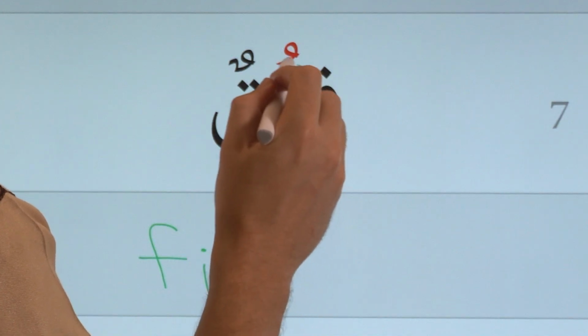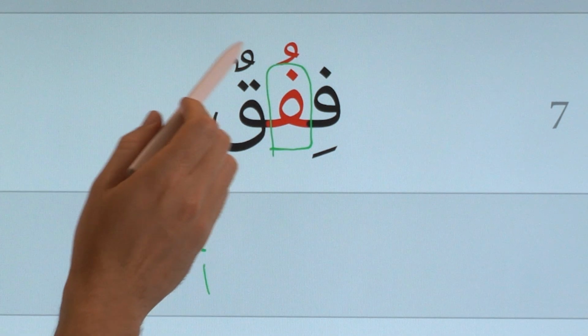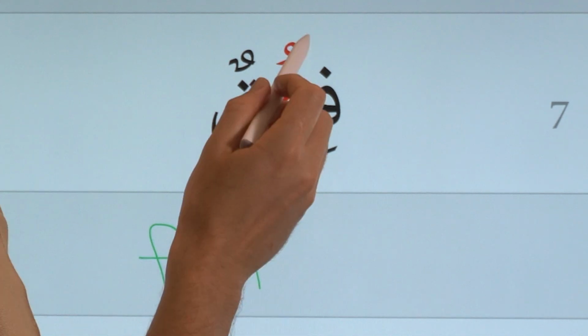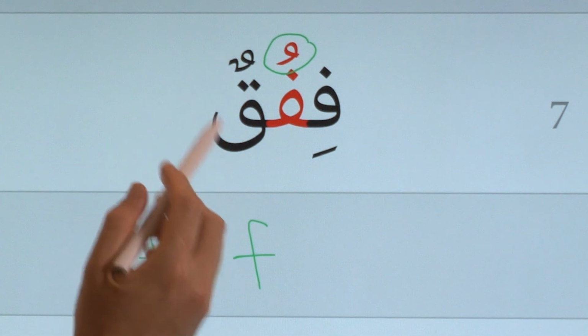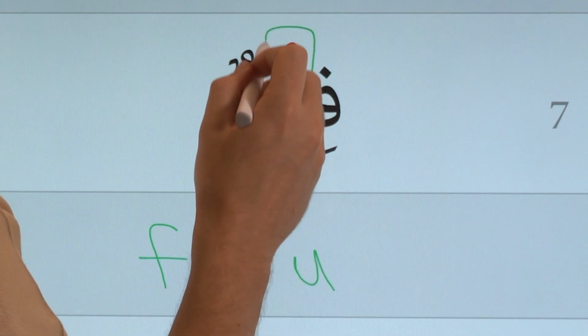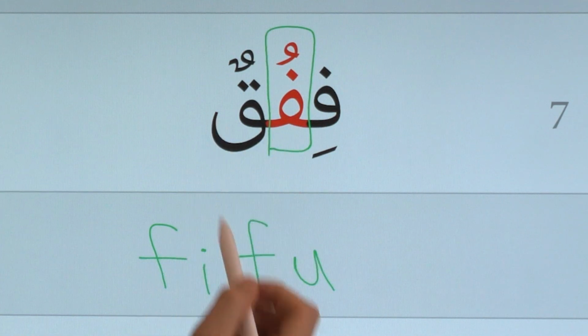Let's go to the second letter. Again, there's that circle shape with one dot above. That is the letter fa. So we write F for the letter fa, and then we identify the haraka. A loop above is a dhamma, so we write U for the dhamma. So together, we would pronounce this as fu.